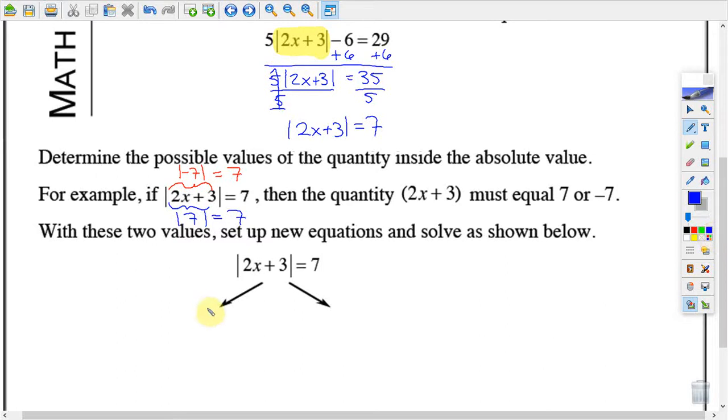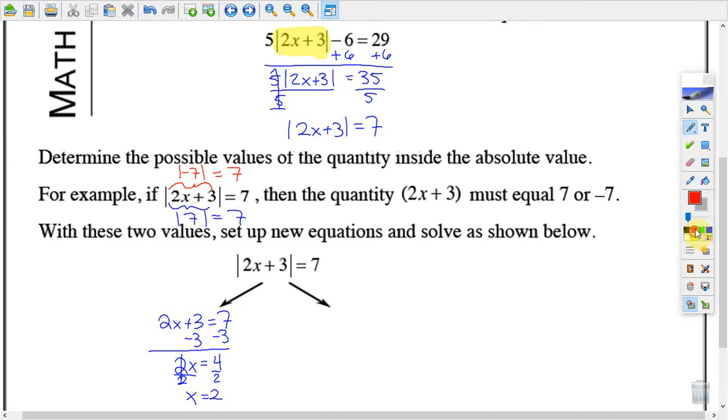So down here, I'm going to set up two equations. I'm going to say 2x plus 3 equals positive 7, and I'm going to solve that through. So minus 3, minus 3, 2x equals 4, divide by 2, big one there. So x equals 2 is one of our solutions.